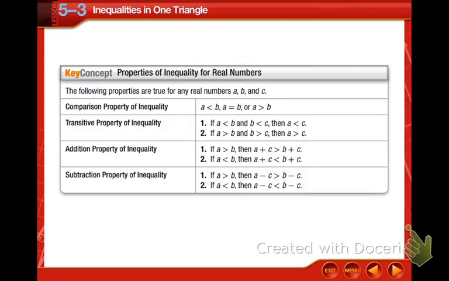The transitive property just says that if a is less than b, b is less than c, then a is also less than c. We'll use that here in a minute. And a comparison property, you can only have numbers less than, equal to, or greater than. They cannot be anything other than those three things.